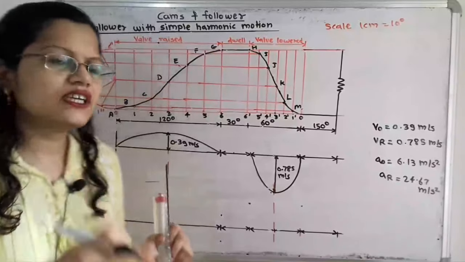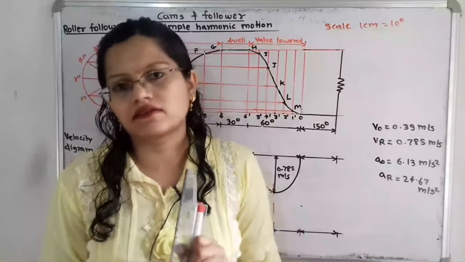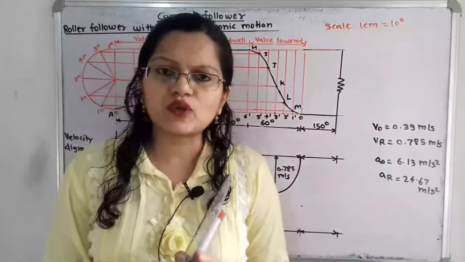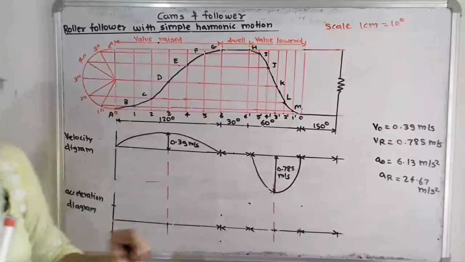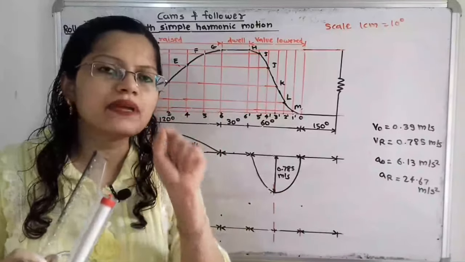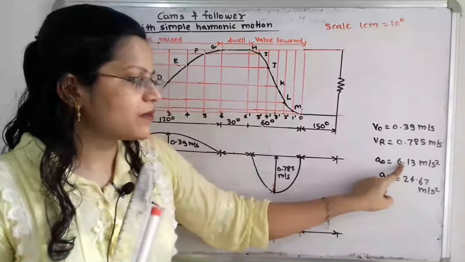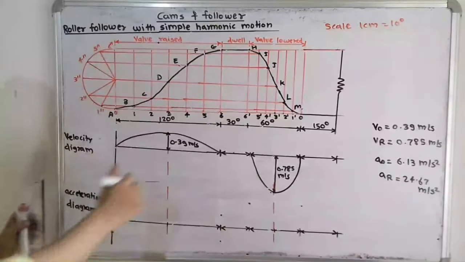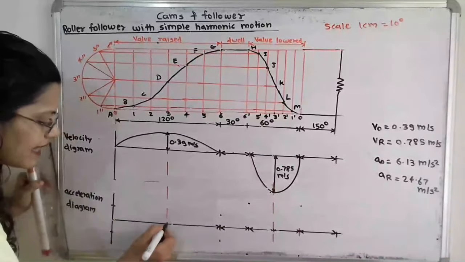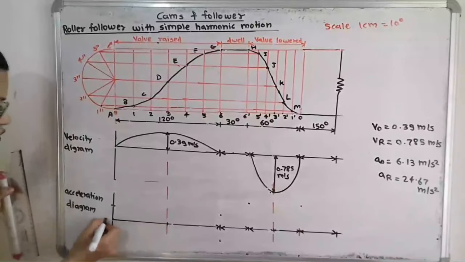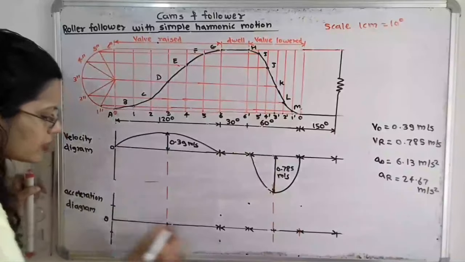Now the acceleration diagram, when the motion is simple harmonic motion, follows the cosine curve. So what are the characteristics of this cosine curve? At the initial point and at the end point the maximum value is there, and at the middle point the value is 0. So for this outstroke the maximum value is 6.13. We have to maintain 6.13 during outstroke at the starting point and end point, but at the middle point it is 0. So this horizontal line starts from this 0. Then I have to draw this cosine curve.